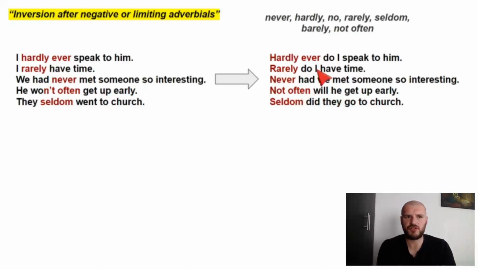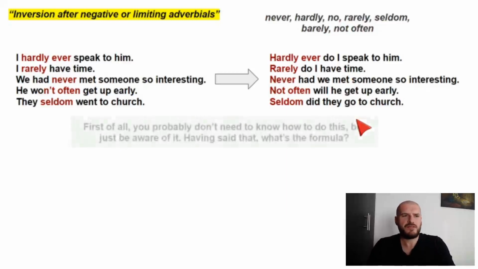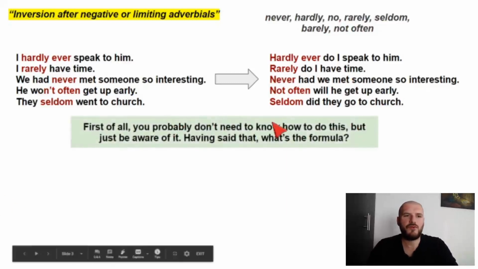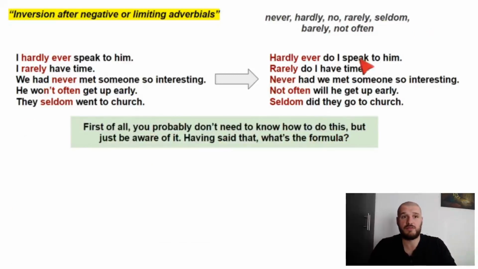So this is inversion. Inversion, which means changing the order of things after negative or limiting adverbials. You look at all of these adverbs. We have never, hardly ever, rarely, seldom. These are pretty negative. Okay? Why do you need to know this? Well, you probably don't need to know how to do this, right? It's not important for you to know as an English student how to do this.